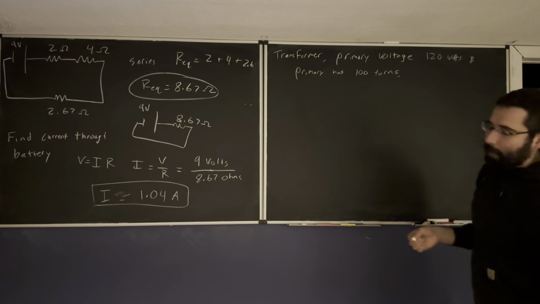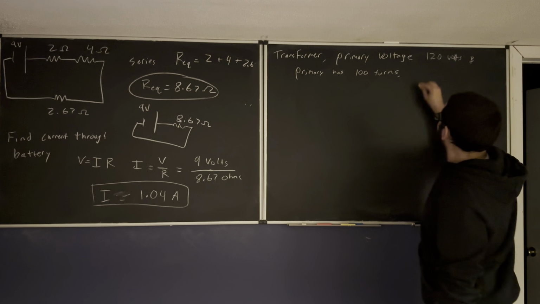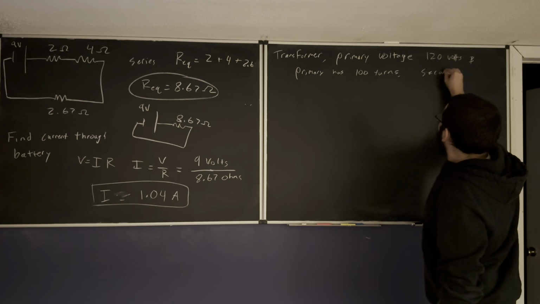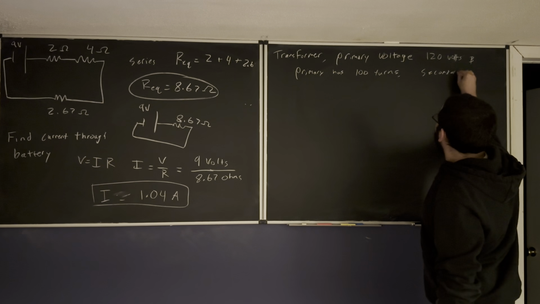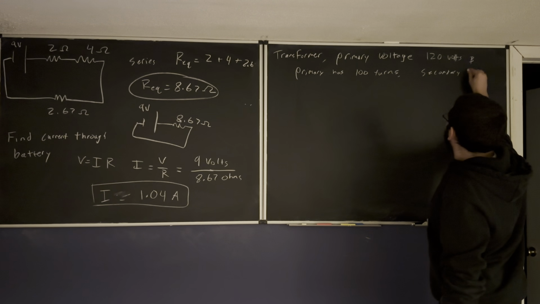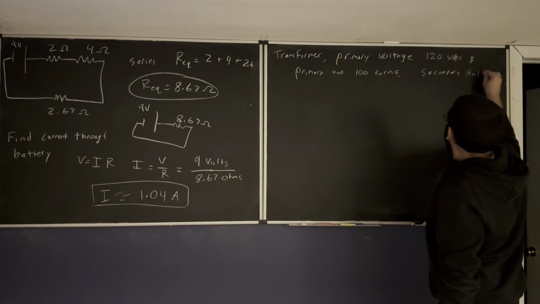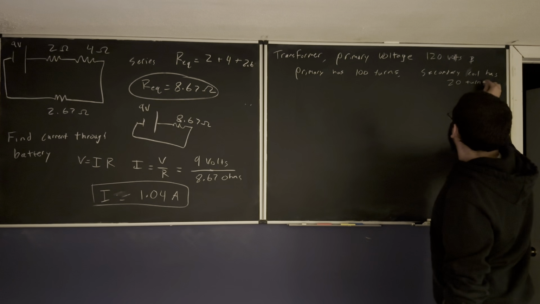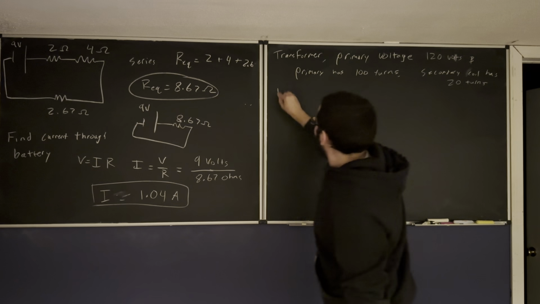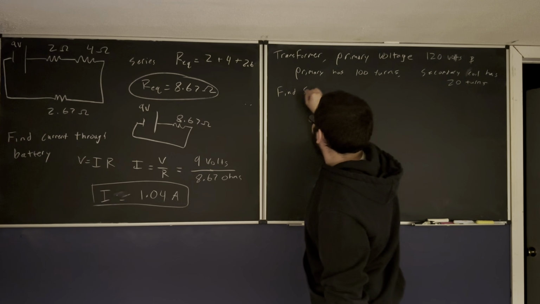Remember, the secondary had 20 turns, right? So the secondary coil has 20 turns, and we need to find the secondary voltage. All right, so find the secondary voltage.